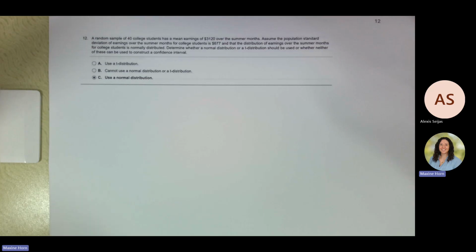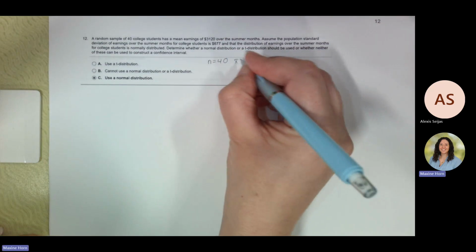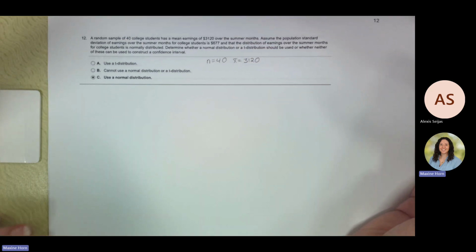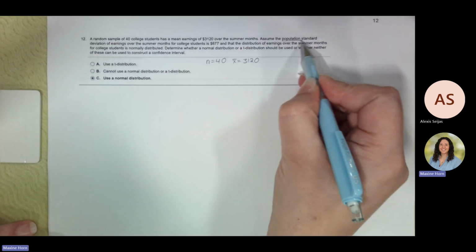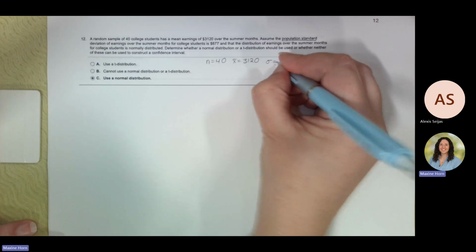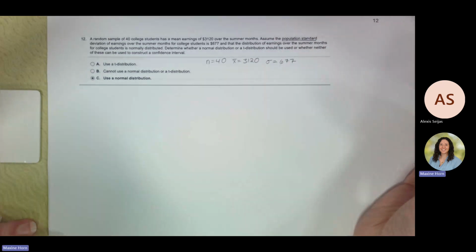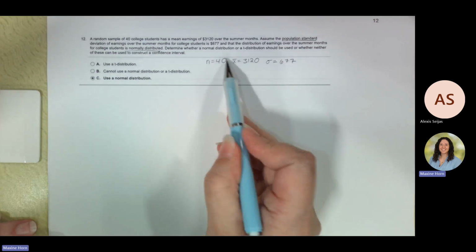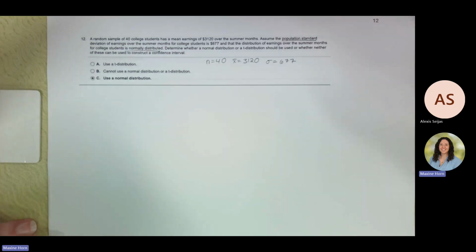All right, a random sample of 40 college students has a mean earnings of 3120 over the summer months. Assume the population standard deviation of earnings over the summer months for college students is 677, and that the distribution of earnings over the summer months for college students is normally distributed. I mean, that's fine. It didn't have to be normally distributed because my n was greater than or equal to 30, but that's nice that it's both greater than or equal to 30 and normally distributed.